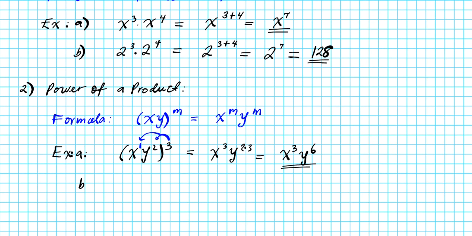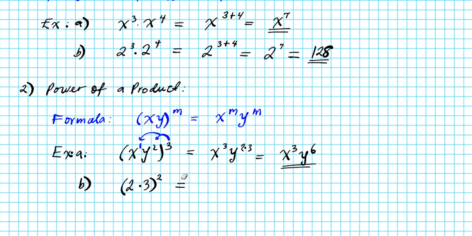Now let's consider example B. What if we have 2 times 3 raised to the 2nd power? Now if you want to do this using the order of operations, you take a look at the parentheses, you multiply these two, you get 6, and then you raise it to the power 2. 6 to the second power is 36.